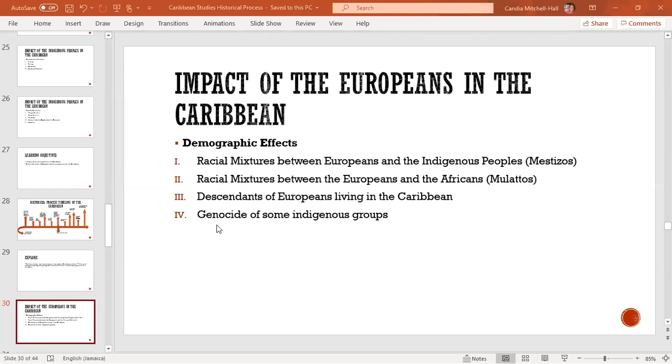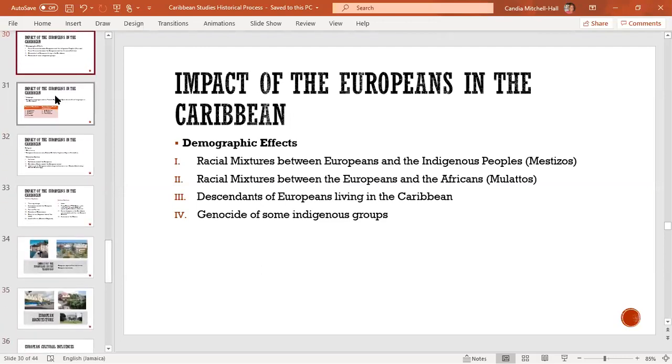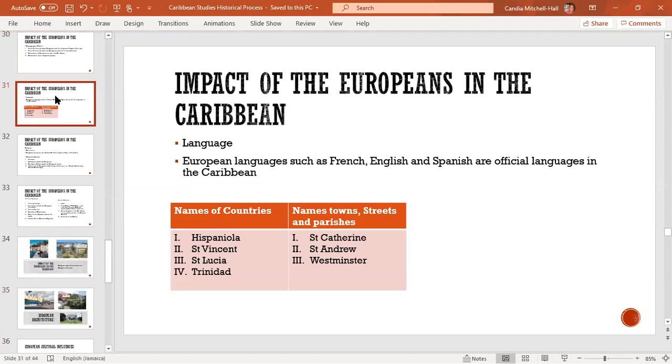Another impact, ladies, when it comes to demography is the genocide of the indigenous groups, which would have affected the population of the indigenous groups significantly. Not all groups, because we know for sure that there was not a genocide overall, because we still have descendants of indigenous people living today. So that is the first effect.